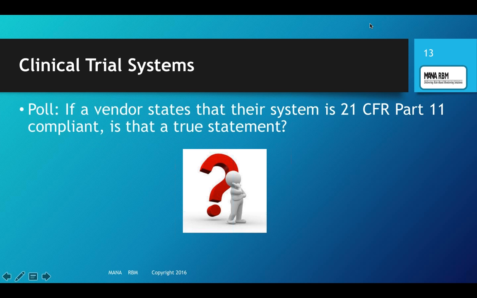So let's go to our first poll. The question here is, if a vendor states that their system is 21 CFR Part 11 compliant, is that true? I mean, assuming that when they say it that they've met these parts of the thing. So can you say that when a vendor says a system is 21 CFR Part 11 compliant, is that true? So go ahead, answer the poll.